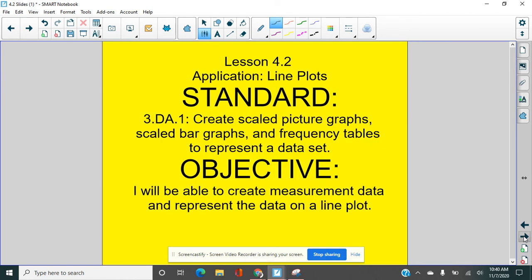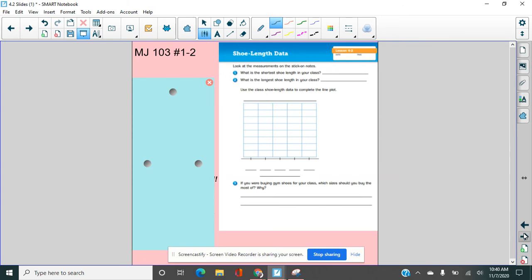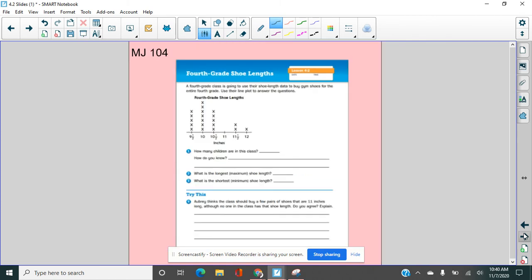All right. So what are we working on here? We are creating measurement data and representing the data on a line plot. Now, I said this is the page we're going to hopefully work on in our live sessions. That's my plan as of now. This is the page that we are going to work on here on our own. So go ahead and turn to page 104.